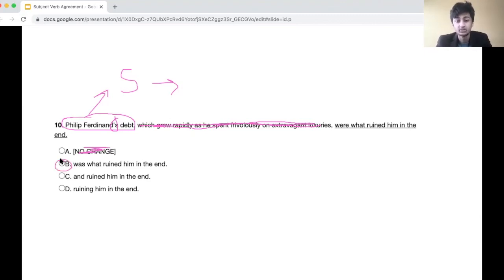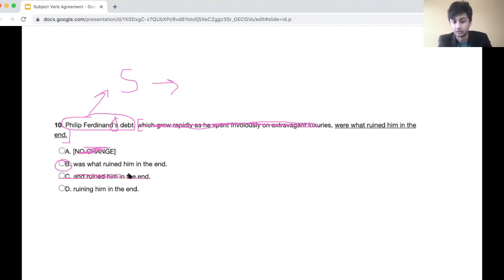C, and ruined him in the end. No, because try to read that sentence out loud in your head. Philip Ferdinand's debt, which grew rapidly as he spent frivolously on extravagant luxuries, and ruined him in the end. That doesn't complete the thought. You're still not addressing what Philip Ferdinand's debt did in the context of the sentence. You still need that verb. You could have all this information right here, and it would still not address the question, what was Philip Ferdinand's debt doing? This is all descriptive phrase once you go to C.